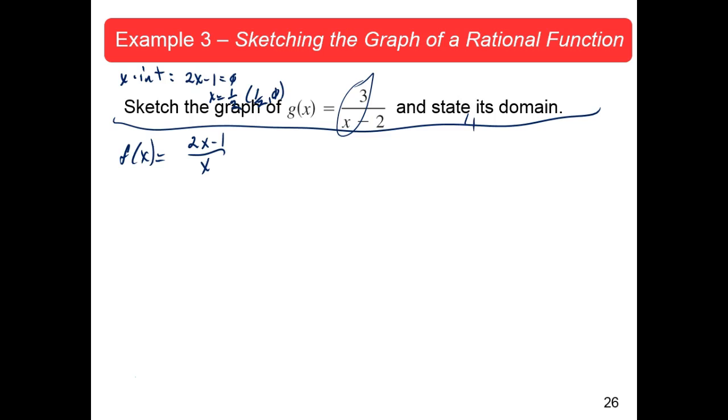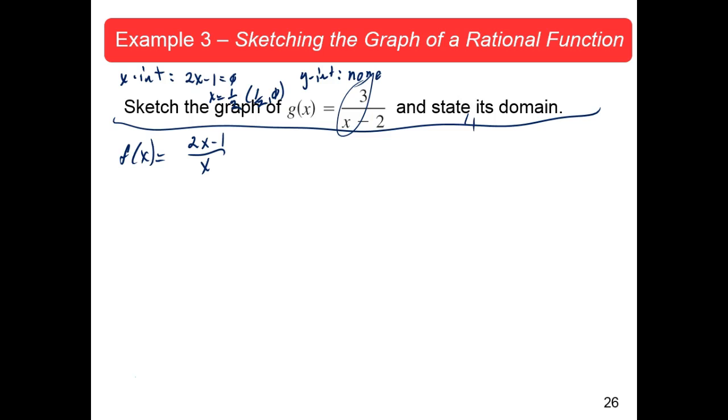Okay? What do you want to do next? Y-intercept. To me, the easier one. And what's that? Ah, and what happens if you try that? Undefined. You can't have x equals 0. So there is no y-intercept, because x can't be 0, which indicates probably the y-axis is going to be a vertical asymptote, okay?